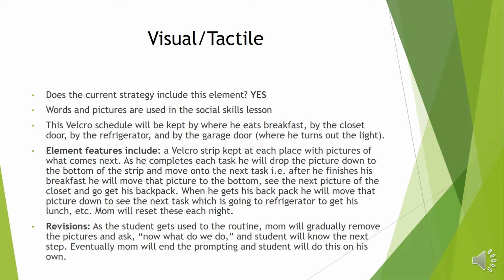Some element features include a Velcro strip kept at each place with pictures of what comes next. As he completes each task, he will drop the picture down to the bottom of the strip and move on to the next task. For example, after he finishes his breakfast, he will move that picture to the bottom, see the next picture of the closet, and go get his backpack. When he gets his backpack, he will move that picture down to see the next task, which is going to the refrigerator to get his lunch, and so forth. Mom will reset these each night.